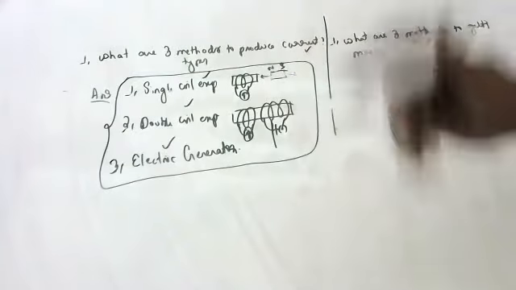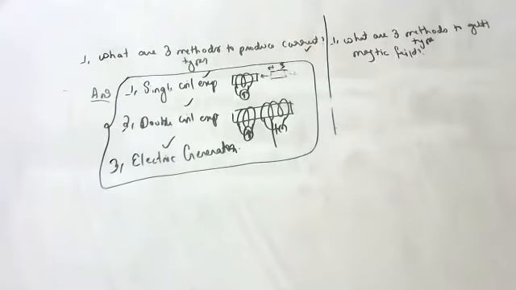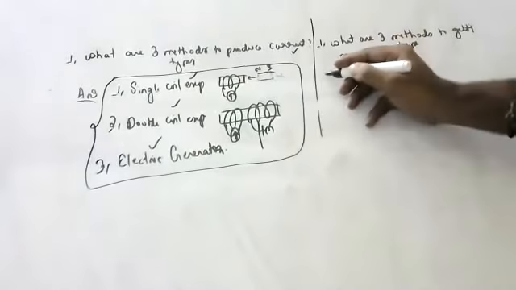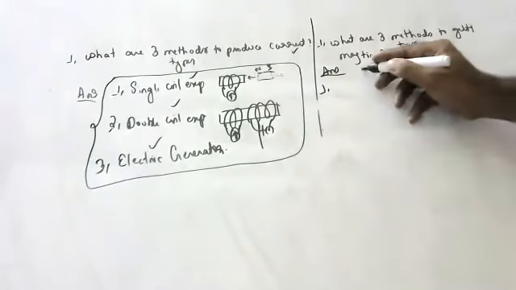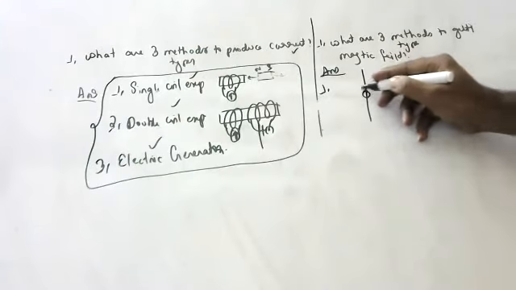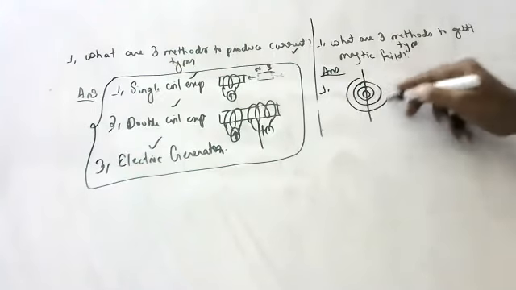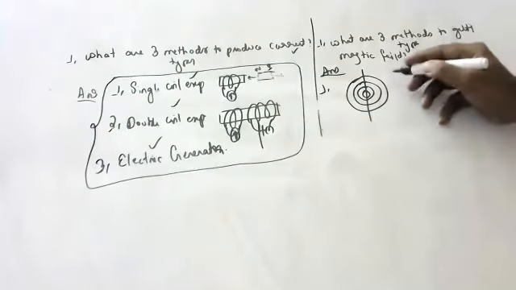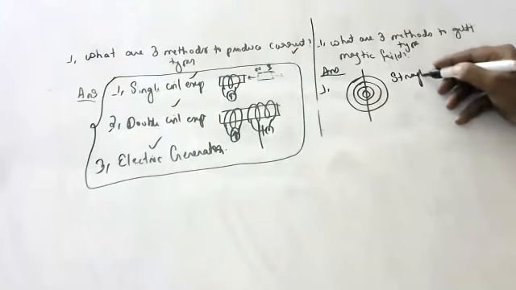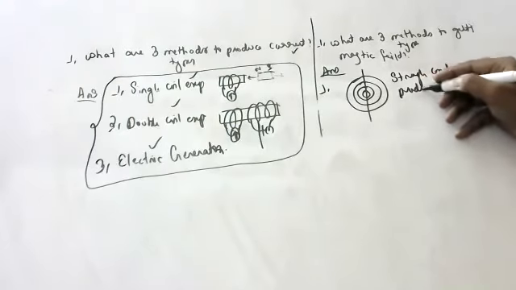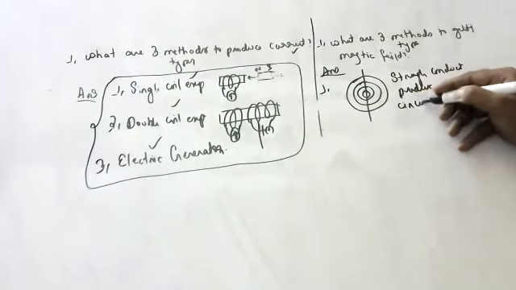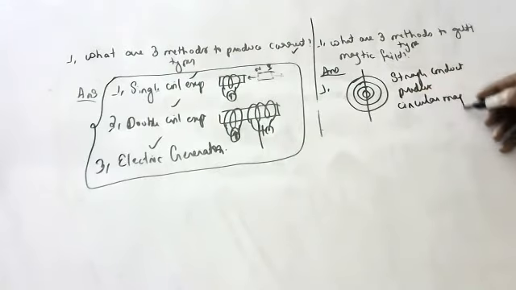Okay, children. Now, what are the three methods to get a magnetic field, which we studied in our 10th class? First one, if you remember, children, a straight conductor produces concentric circles, a circular magnetic field. First one is a straight conductor, which produces a circular magnetic field. Okay, this is number one.